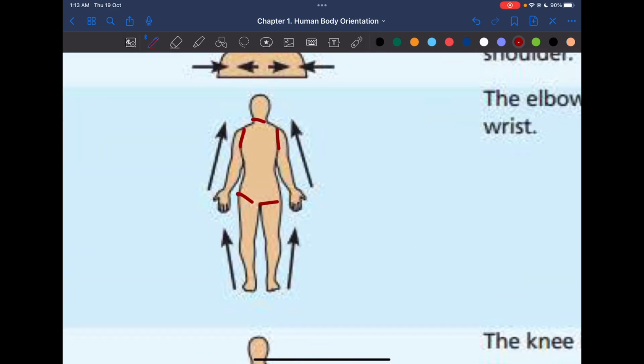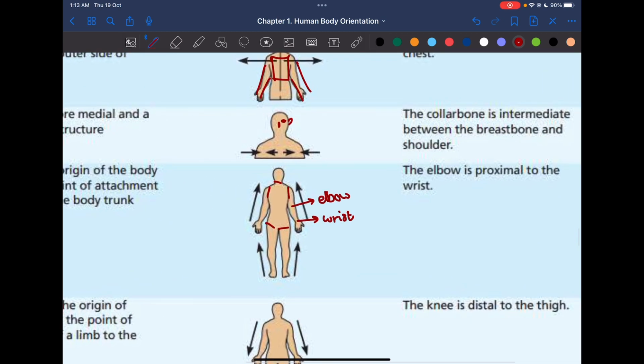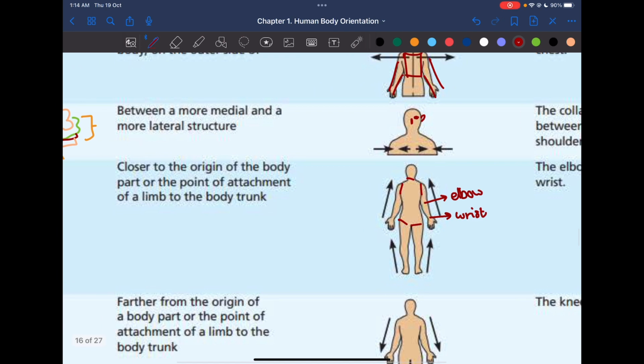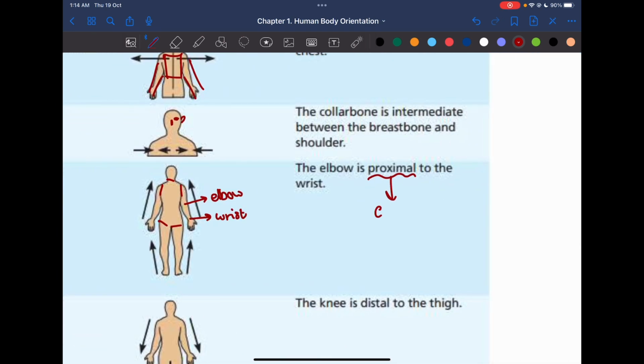So let's refer to it here. Here is the elbow. Here is the wrist. So the elbow, okay, here change proximal to closer. Closer, that's referring to what? Referring to the trunk, this part of your body. So here you can think about it as the elbow is closer to the body trunk than the wrist.